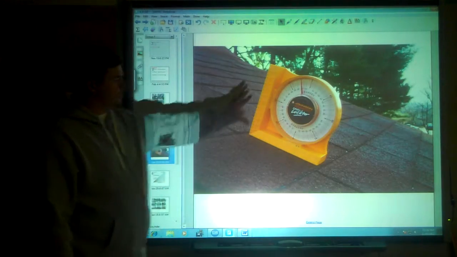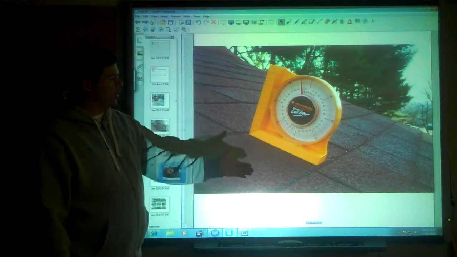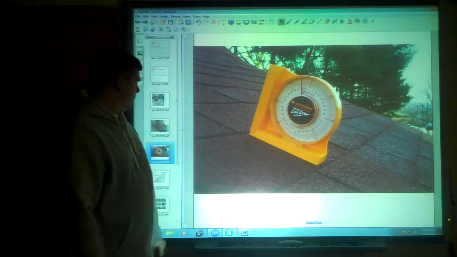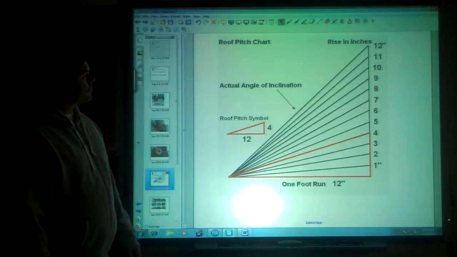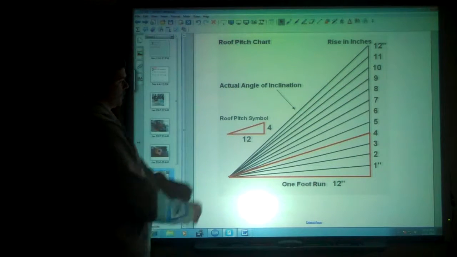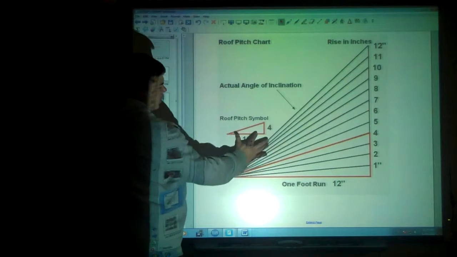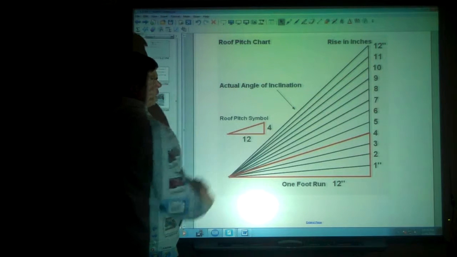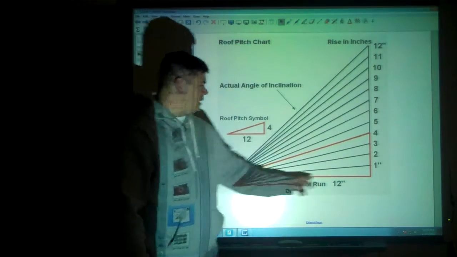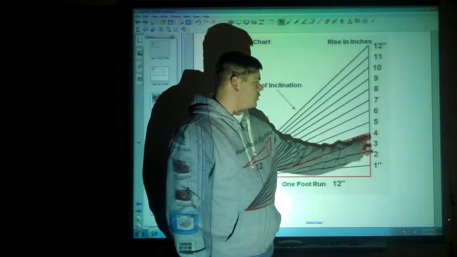Right? This little device measures the actual angle of elevation that we might have on the pitch of a roof. So different roofs have some different pitches. Here you have the rise in inches compared to the actual 1 foot. So the roof pitch symbol, 12 and 4, it's saying that for every 12 inches that you go to the right, you would go 4 inches up. So here, this is a 12 and a 1 inch up. Here's 12 inches for 2 inches up, 3 inches up, 4 inches up.